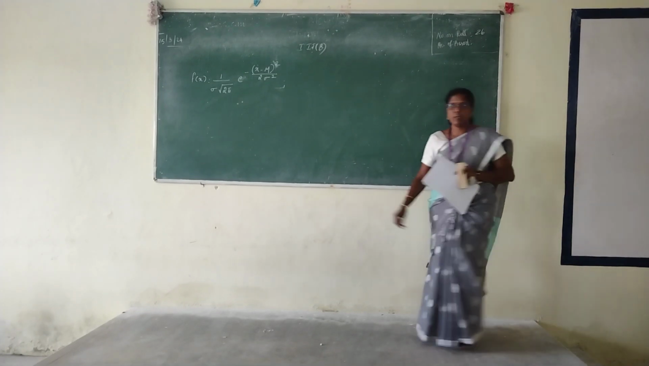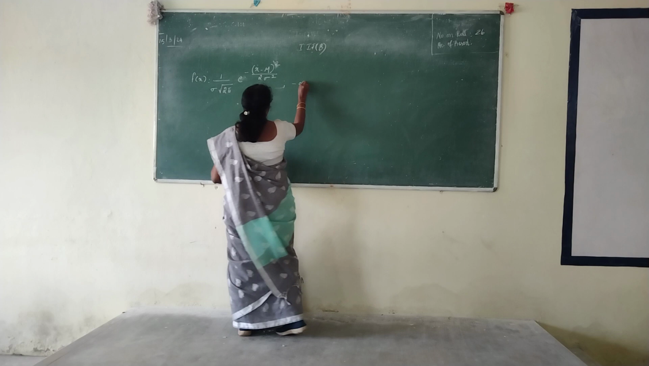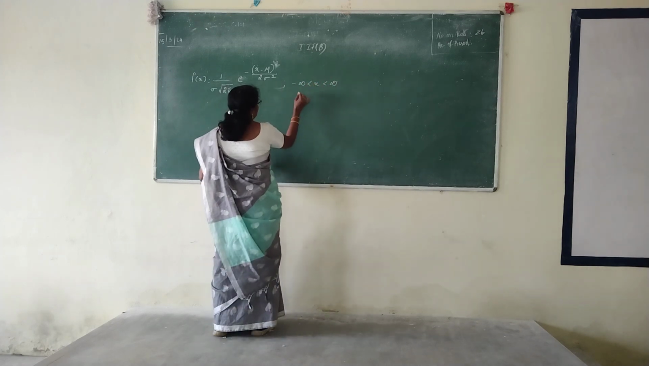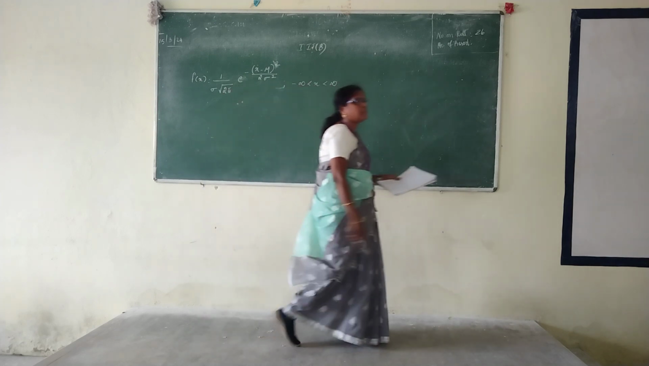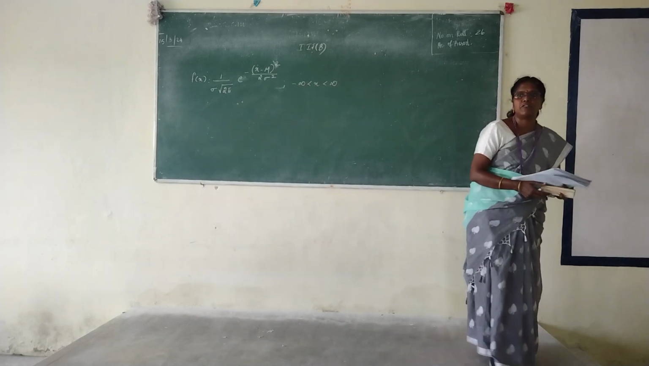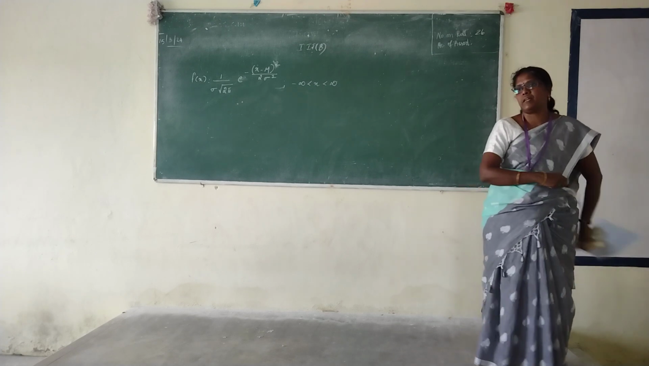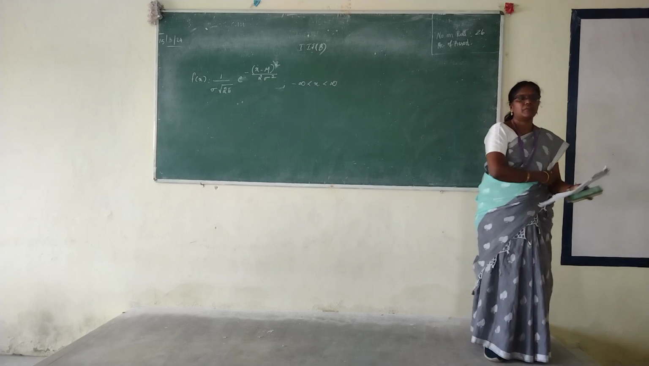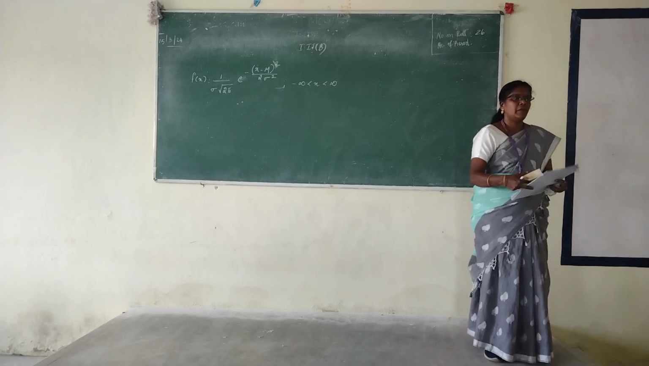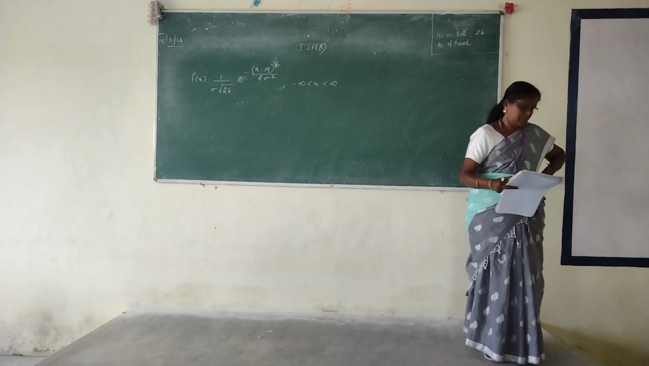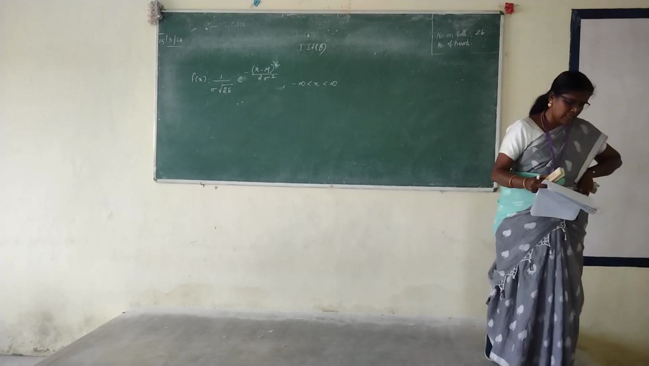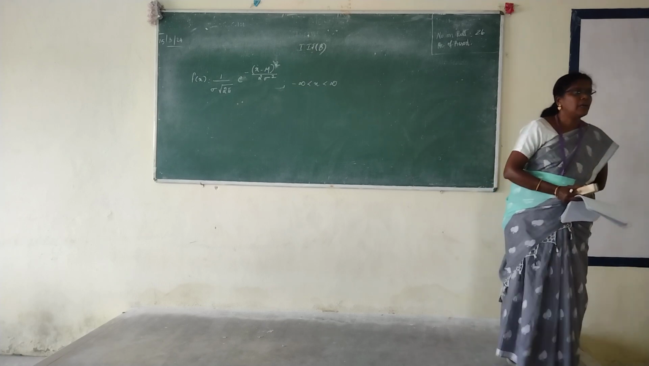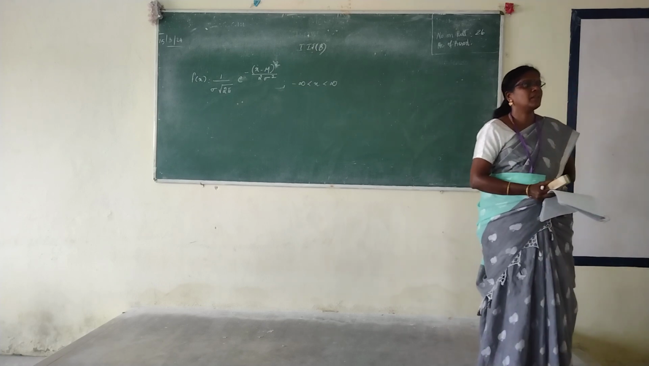Square, comma, minus infinity less than x less than infinity. X varies for the entire range from minus infinity to plus infinity. So write where x is a continuous normal variate.